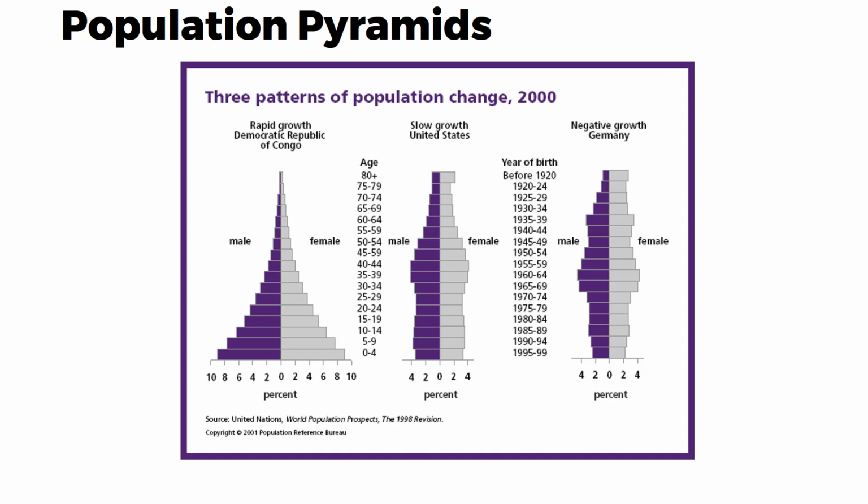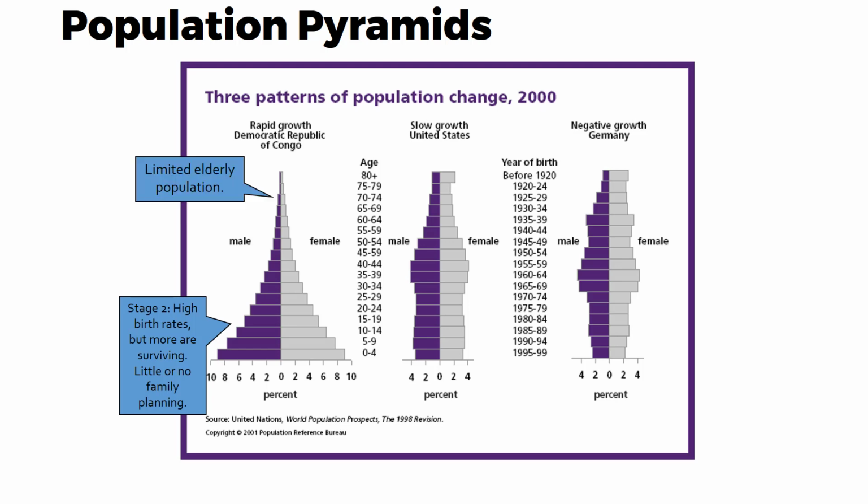Here are a few examples. The first example, from the Democratic Republic of the Congo, shows a population in stage 2 with declining death rates but still high birth rates. If this were stage 1, we would see comparatively huge numbers in the 0 to 4 group dropping off rapidly. The population shrinks dramatically as it ages, which can be a sign of limited access to health care or means of living that are hard on older adults, such as manual labor.